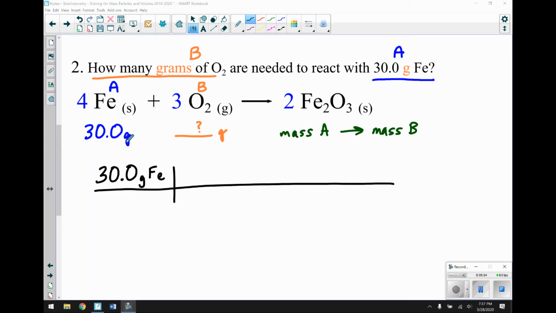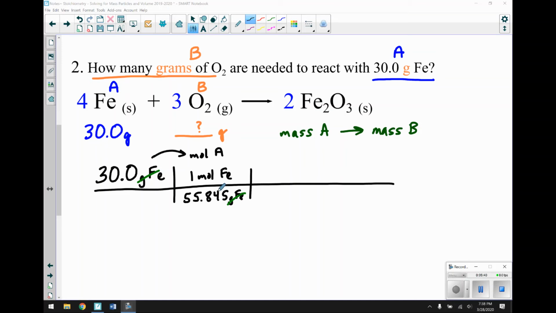So I'm going to start with what I'm given. And notice that I'm not given moles of iron, I'm given mass of iron. And so the first thing you need to do when you're given a different unit is convert whatever this unit is to moles of A. So we need this to be moles of iron, moles of substance A. To do that, we're going to use the molar mass of iron, and we're going to divide by the molar mass of iron to get moles of iron.